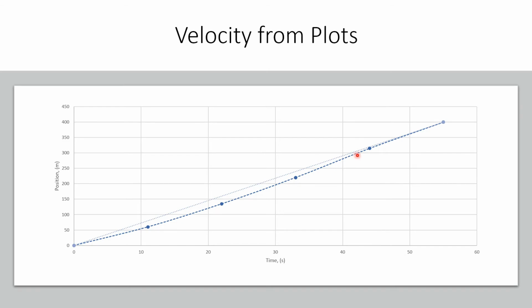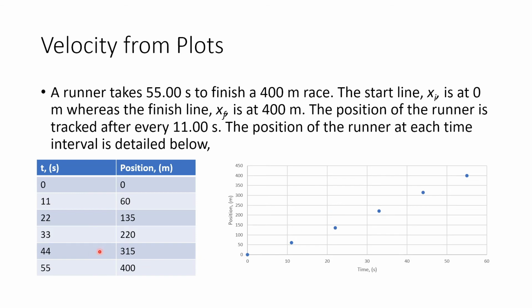Now, if I were to ask you what was the velocity of the runner between, let's say, position 5 and position 2, then you can talk about the positions that the runner had covered. Let's go back a slide to this table. So position 5 and position 2 right here. You would do xf, that's 315 minus 135, divided by 44 minus 22. That's going to be whatever this turns out to be, but essentially that's your velocity between that time interval.